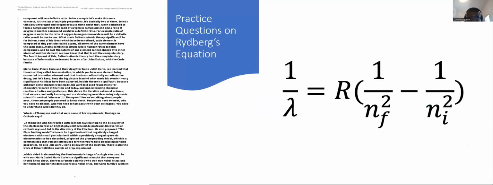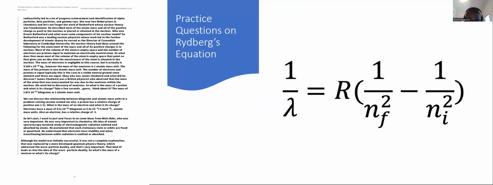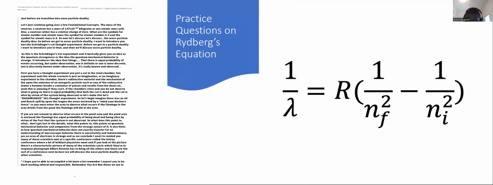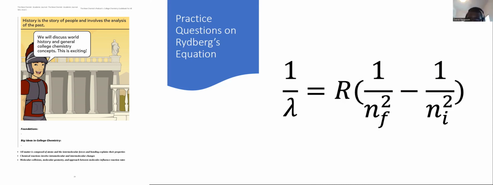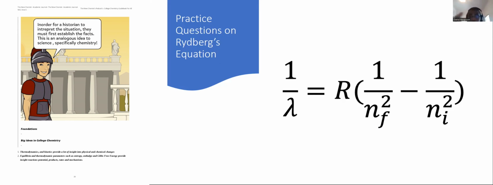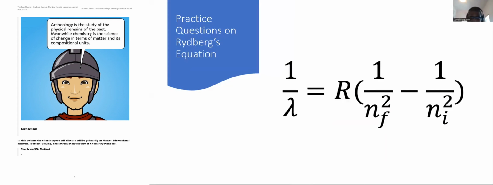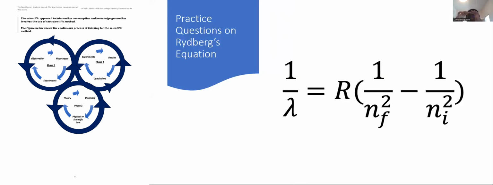This is a good point to practice questions on Rydberg's equation, where lambda is the wavelength, R is the Rydberg constant, n_f is the final state or final position of the electron, and n_i is the initial position of the electron. So Bohr's model is a good thing to map this equation onto, where n_f could be the final discrete, quantized circle.